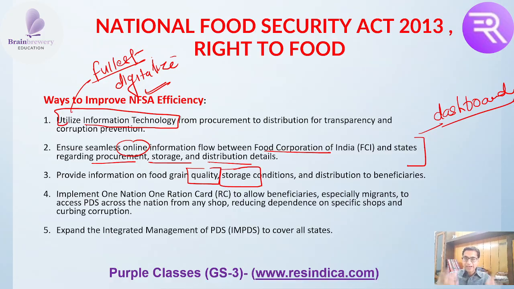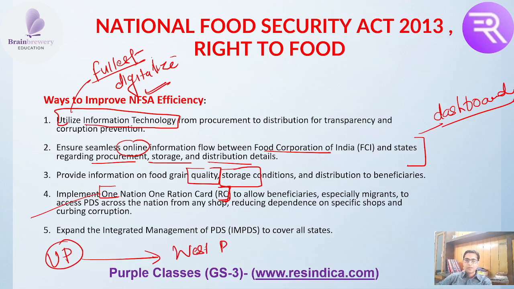At the same time, for the National Food Security Act, we are focusing on one nation one ration card. We have done a separate topic on it, which we will be doing today. One nation one ration card means that if you have a ration card, you can use it anywhere inside the country. Like if you are from Uttar Pradesh and you go to West Bengal, then in West Bengal you cannot utilize the PDS because you cannot utilize the Uttar Pradesh ration card there.